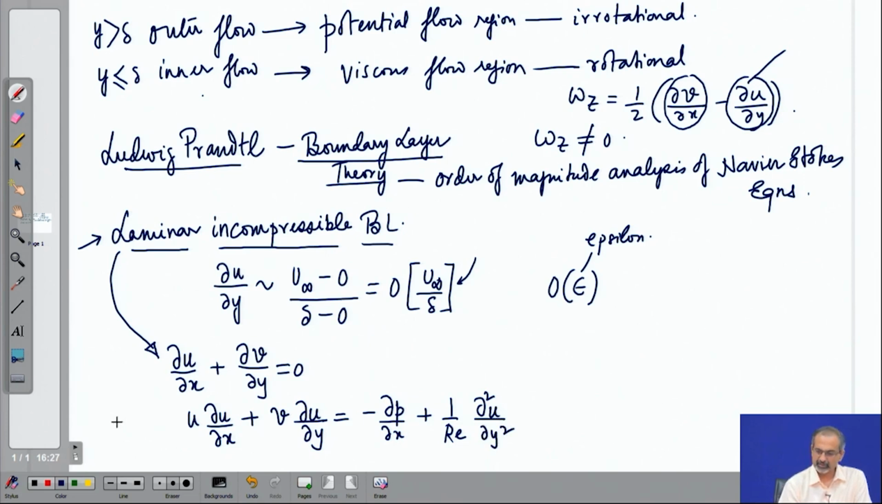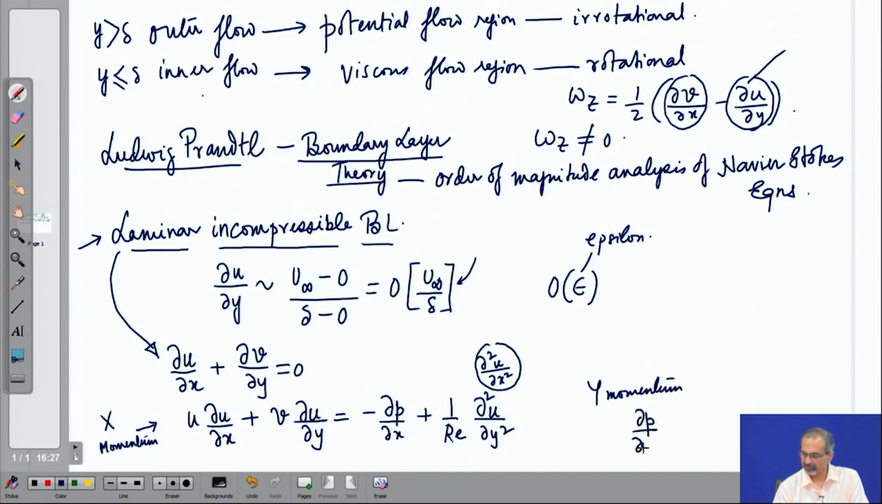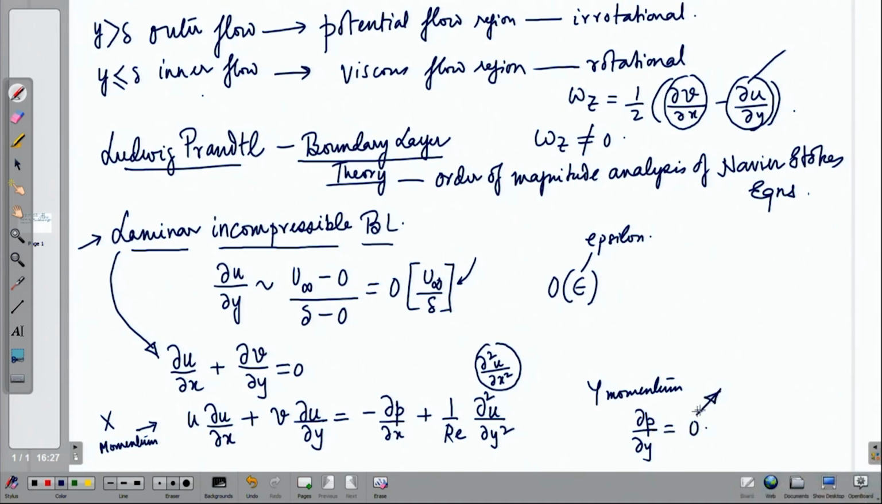Notice that here we have dropped the unsteady term in the x momentum equation, and then we have dropped the second derivative of u with respect to x in the viscous terms. That is as far as the x momentum is concerned. As far as the y momentum is concerned, the result is very simple, del p del y equal to 0. That means, along the thickness of the boundary layer, there is no change in pressure.